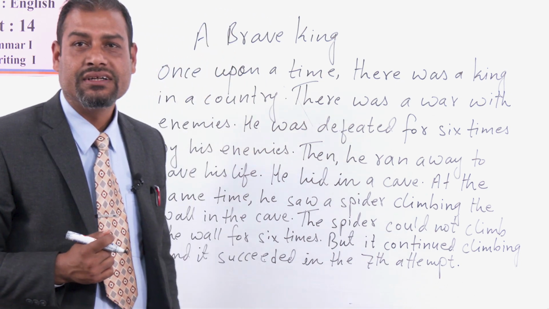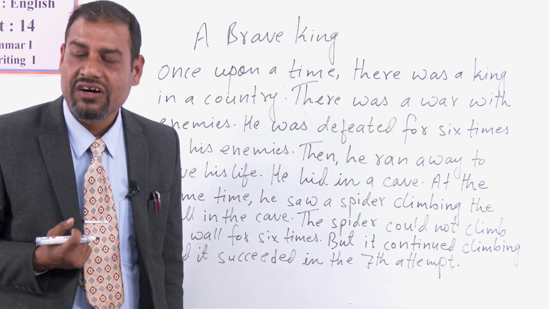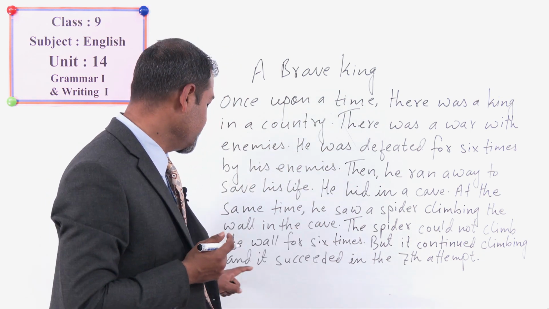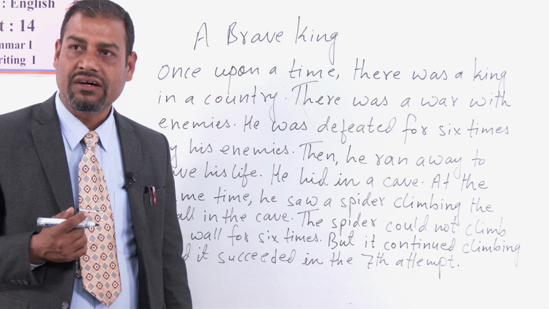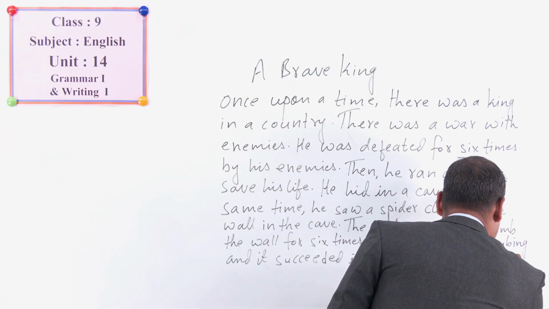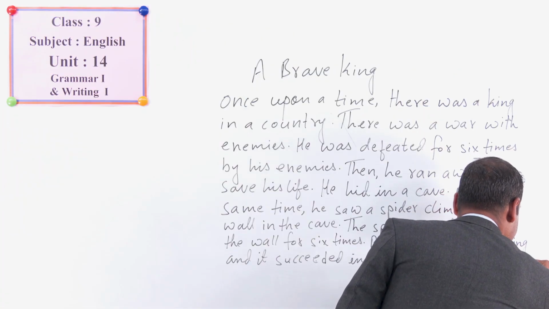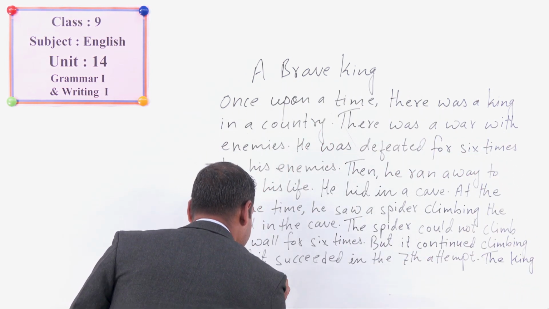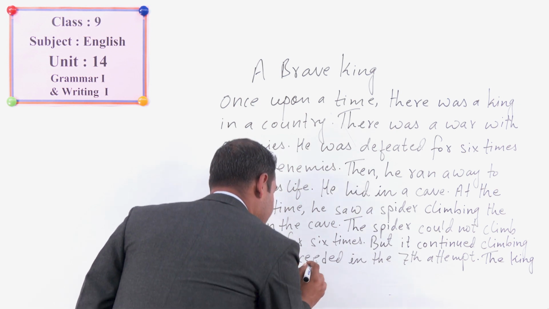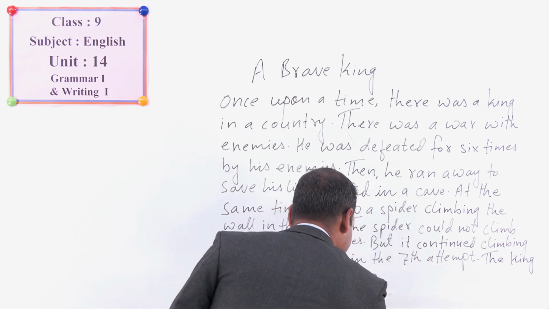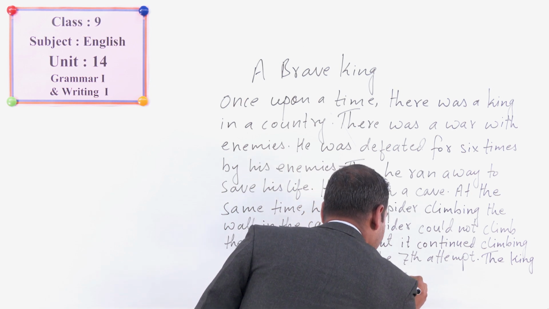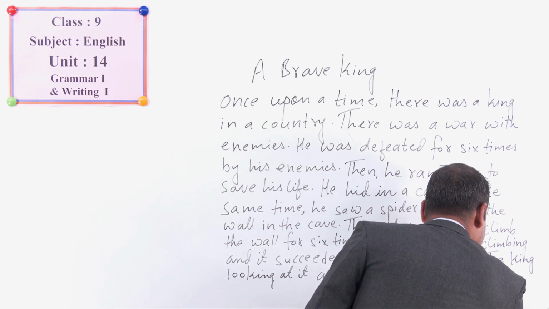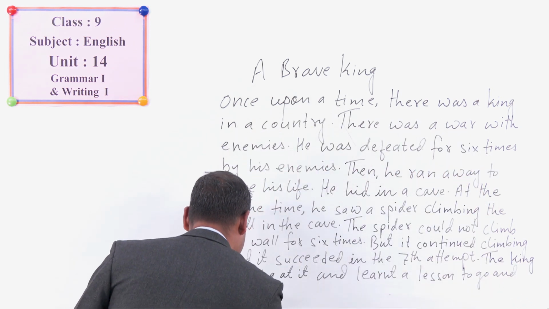A-T-T-E-M-P-T, attempt. Now the king learns a lesson, okay? Dear student, now see, continued climbing and it succeeded in the 7th attempt. The king was looking, K-I-N-G, looking at it and learnt, L-E-A-R-N-T, learnt a lesson to go and fight again.